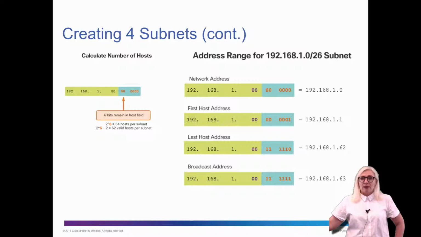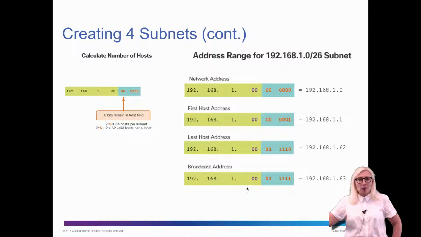And then the same thing to find the first and the last host again. If my network is 0, my first host address is 1. The last host is the broadcast minus 1, so it's 62. The broadcast I will find by keeping all my networking bits unchanged and then putting in all 1s in the host portion of the IP address.